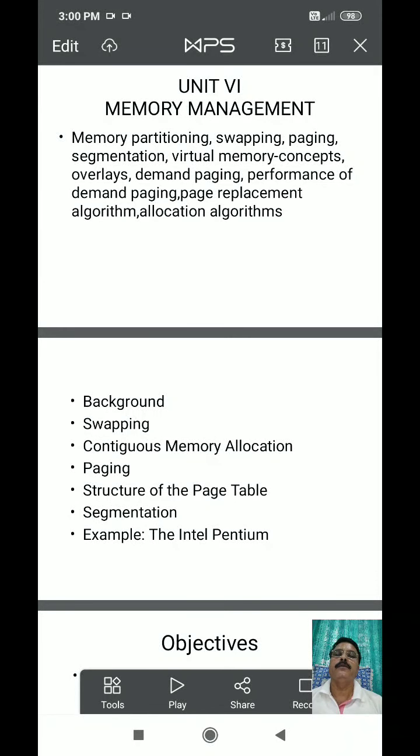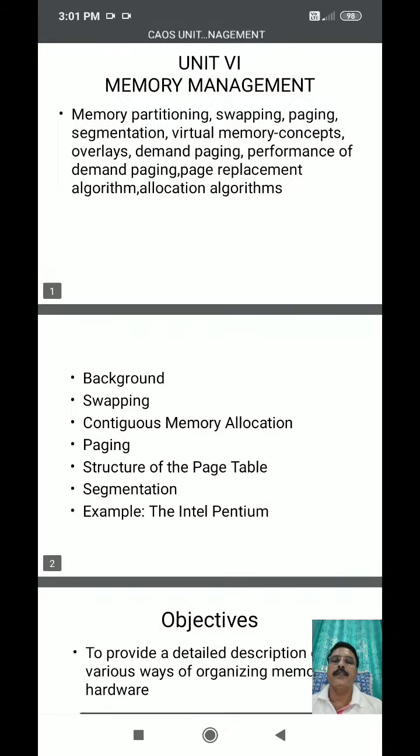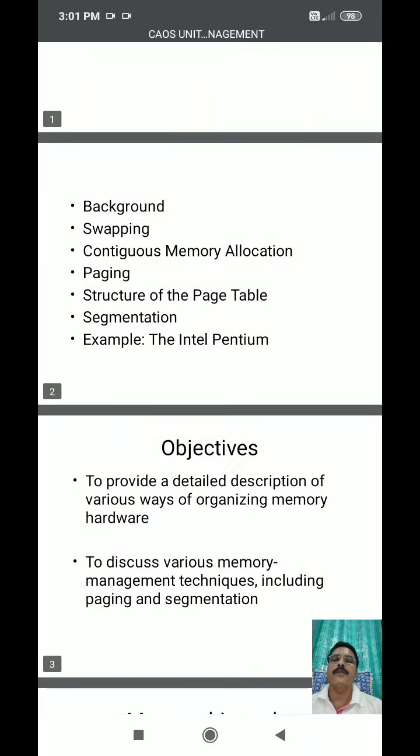Hello everyone. Let's start with unit number 6, memory management of computer architecture and operating system. Our agenda is memory partitioning, swapping, paging, segmentation, virtual memory concepts, overlays, demand paging, performance of demand paging, page replacement algorithms, allocation algorithms. Now, as you know, memory is one of the prime resources of a computer system, and its efficient utilization increases the performance of a system.